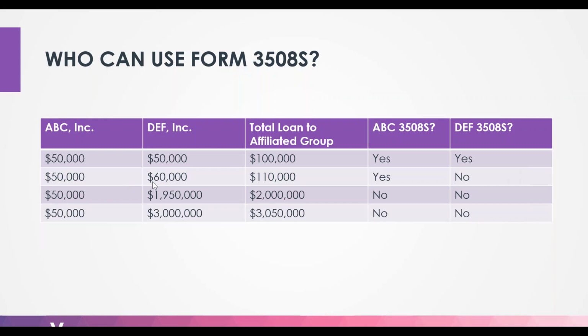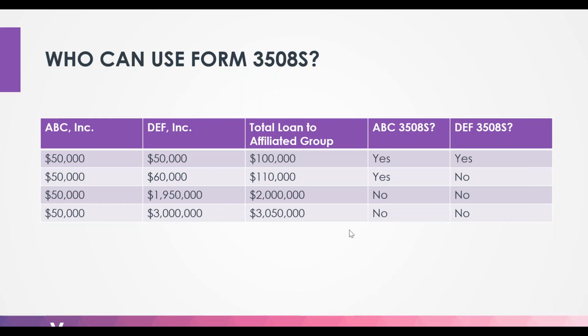Change the scenario a bit. ABC got $50,000, DEF got a loan of $60,000. So now the total to the group is still only $110,000. It's way below $2 million. So therefore ABC qualifies. However, DEF as a standalone entity does not qualify because its loan was more than $50,000. So here it's disqualified not based on the affiliated group, but just disqualified on its own merits or demerits, or whatever you want to call it.